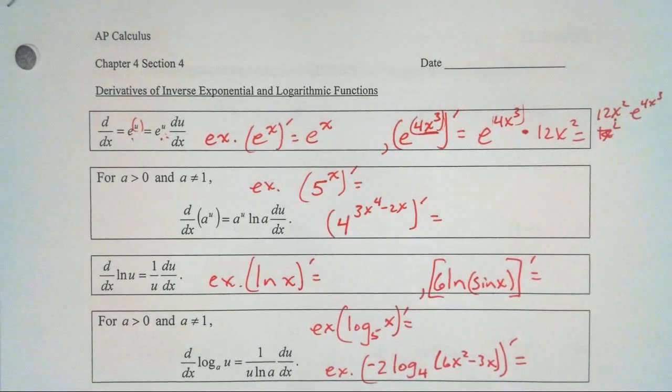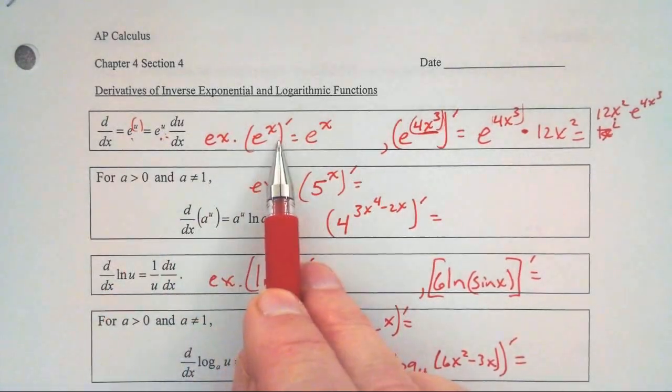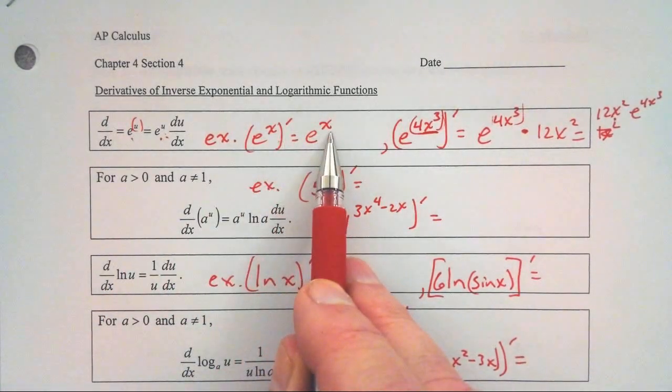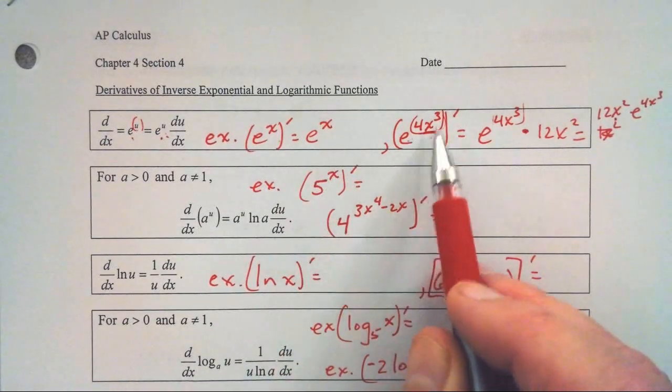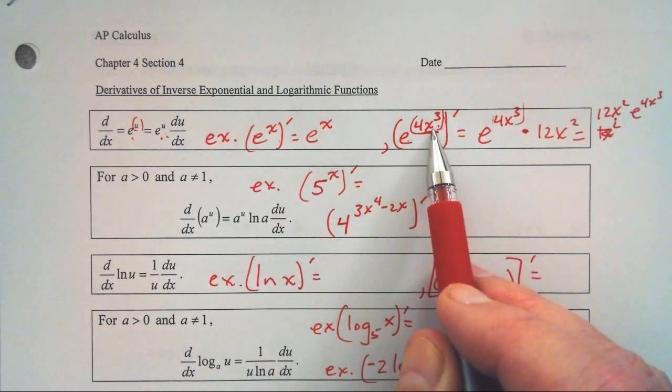All right, so kind of an interesting one. The derivative of e to the x is e to the x. And that should be all we need to know that the derivative of e to the 4x cubed is e to the 4x cubed times the derivative of 4x cubed.